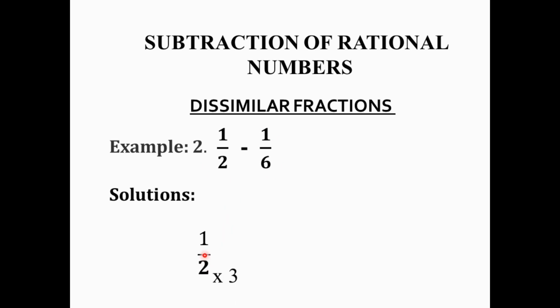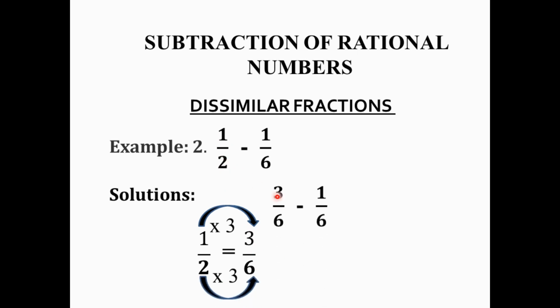So we will multiply the denominator, which is 2, by 3 to obtain 6. And we must also multiply the numerator by the same number. Okay? So 1 times 3, that is 3. Then 2 times 3, that is 6. So we will now make use of this fraction, 3 over 6, instead of 1/2.